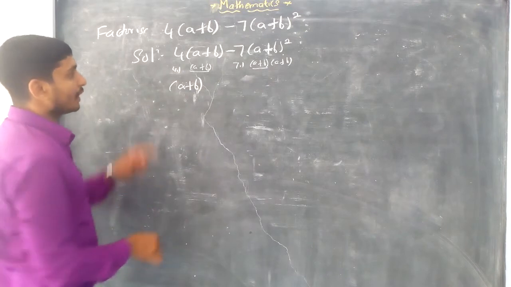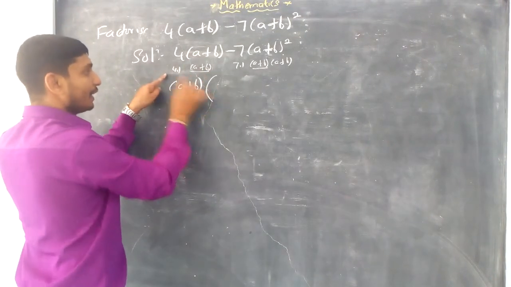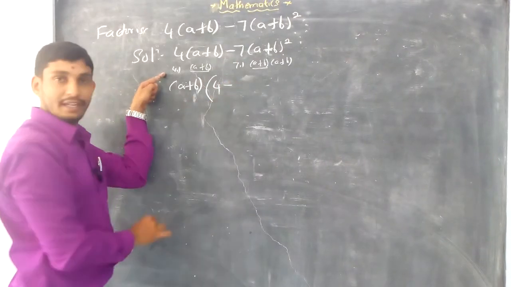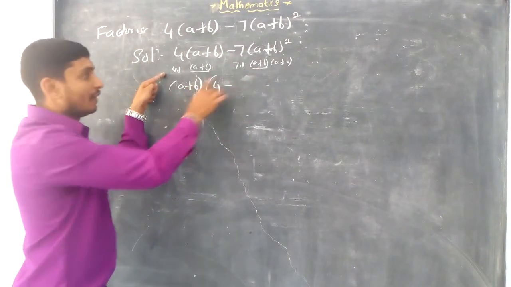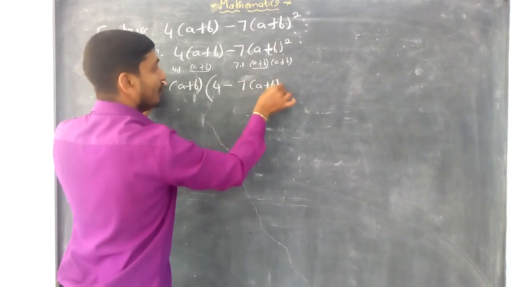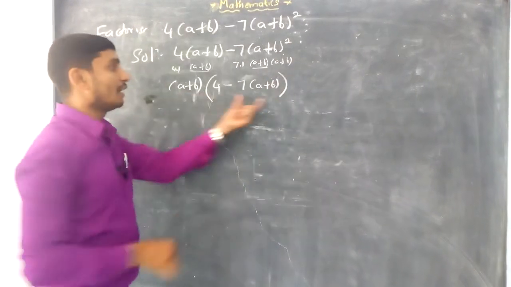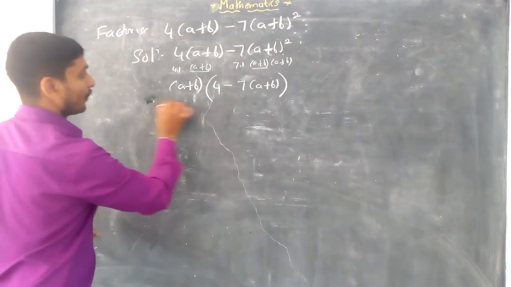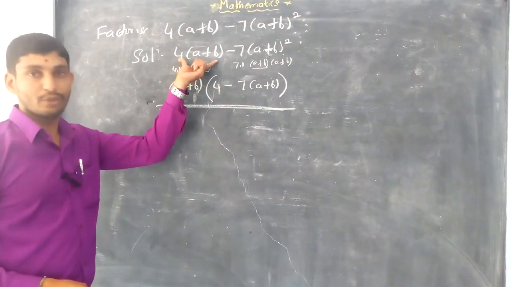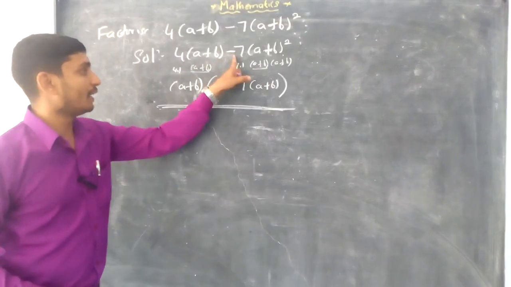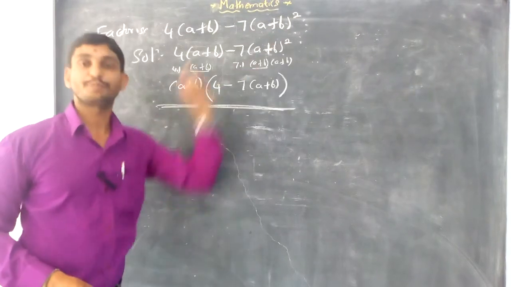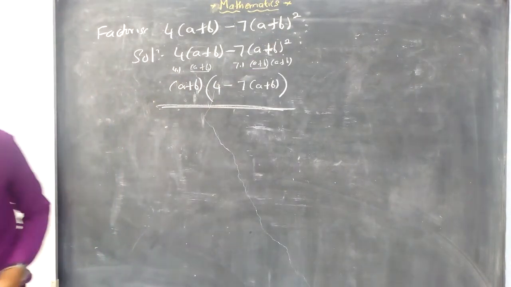That time what remains? A plus b is taken out. 4 ones are 4 remains. Minus is there, right? Minus (a plus b) you have taken outside. Then 7 ones are 7. 7 into (a plus b) remains. 7 into (a plus b). Yes, you have to put the bigger bracket. Now you can verify, this is the complete factorization. 4 into (a plus b) is 4 into (a plus b). Plus into minus is minus. 7 into (a plus b) into (a plus b) means 7 into (a plus b) whole square. Yes, it is the complete factorization.